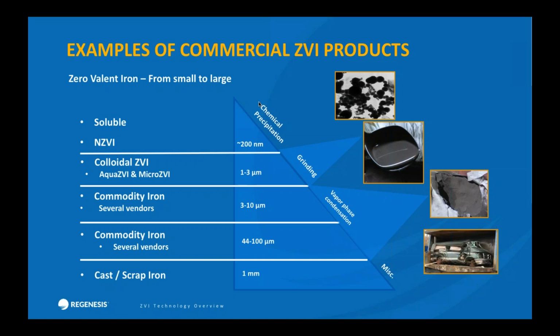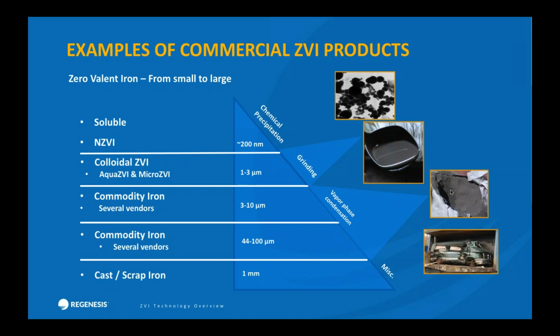You get a little bit bigger, there's a super sack over there on the right showing you commodity iron products, which are typically somewhere about 50 to 100 microns in size. They don't look real big. You can actually feel them like flour if you put them in between your fingers. And the really big stuff will be cast or scrap iron, such as that car that's being crushed right there.